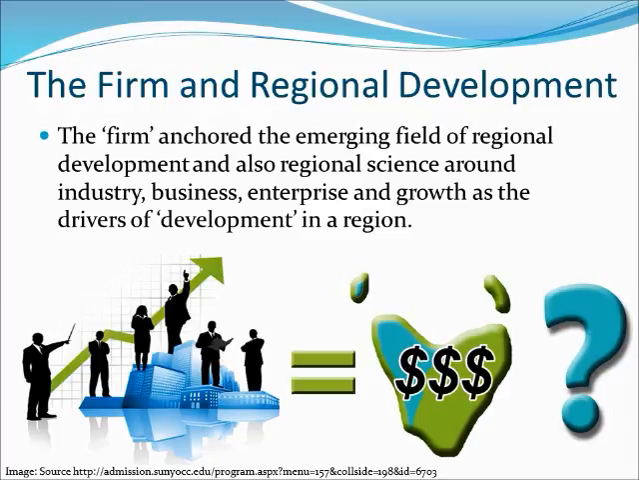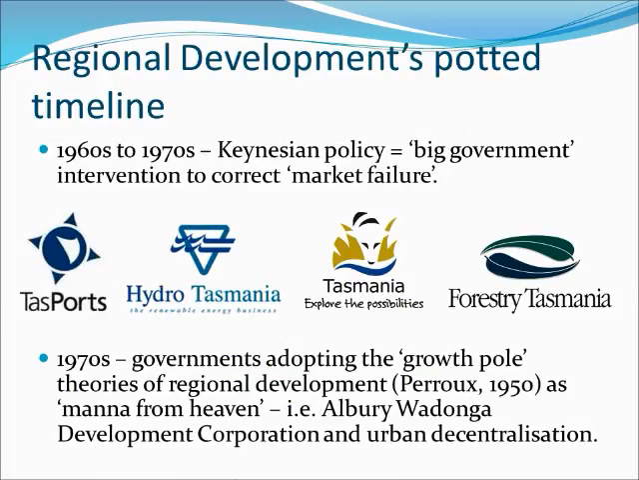Slide 13. The firm and regional development. With the firm anchored central to regional development and regional science, what we are really interested in here is how does the firm operate to create regional wealth? What are the processes that firms are involved in that result in income being spread throughout the community and contributing to regional development outcomes? It's really that question of how does this take place? How do we leverage firm activity to provide regional benefits?